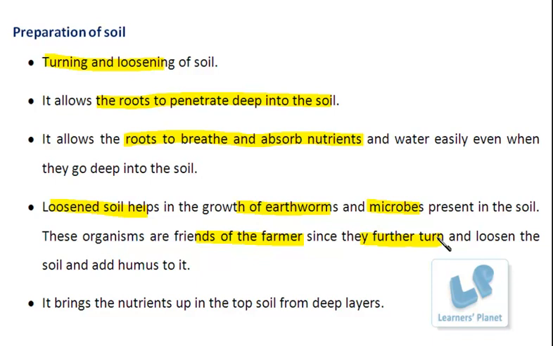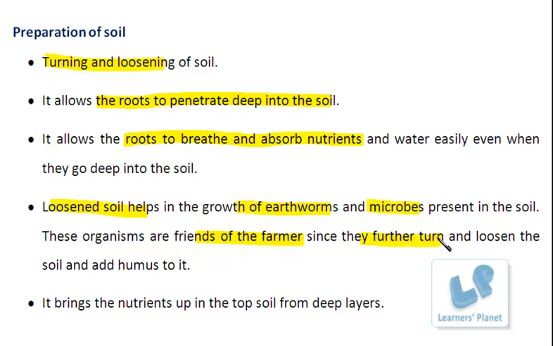Earthworms are eating up the organic matter or the soil, and they are turning it into the simplified form inside their digestive system or the alimentary canal, and then they are excreting out the waste material, which is rich in the nutrients required for the growth of the plants.